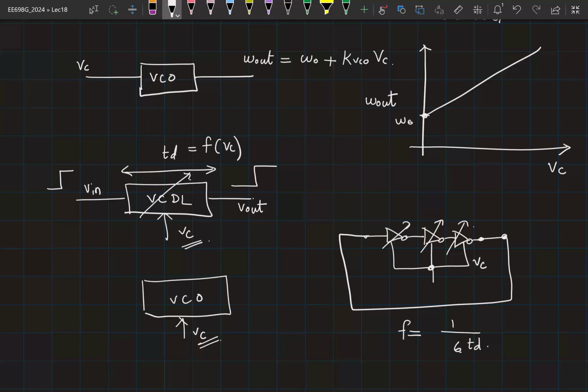Is that fine? VC determines the oscillation frequency of the VCO. Right? So the output will have some oscillation frequency omega out. This will be a function of the VC. Okay.